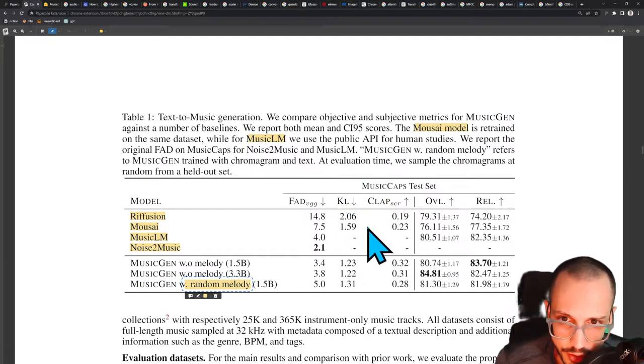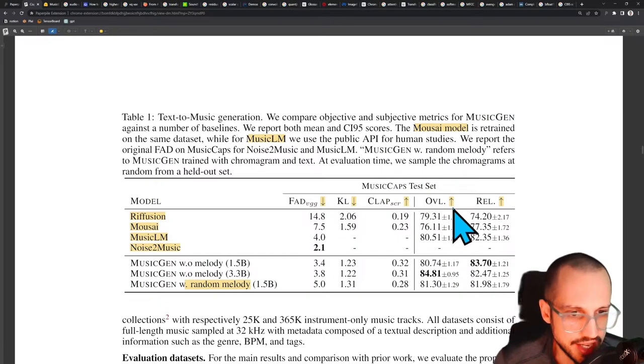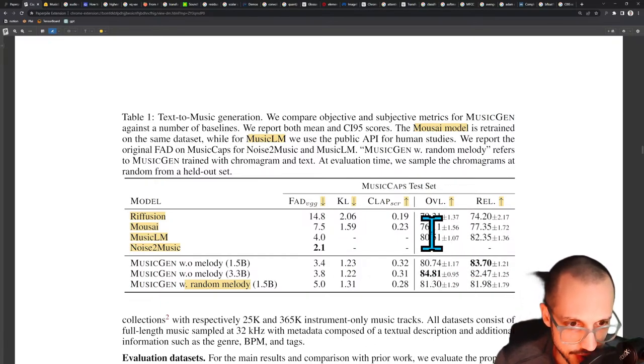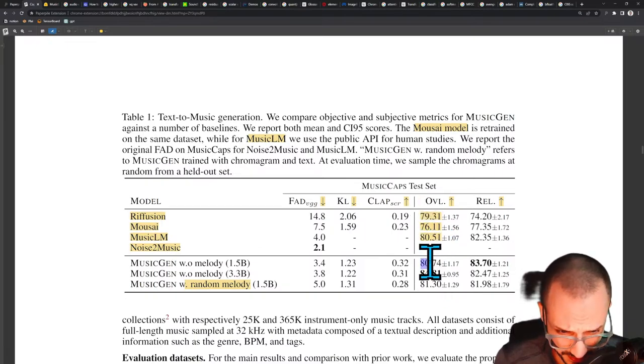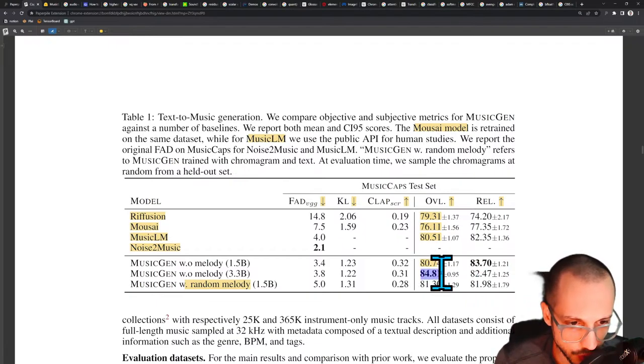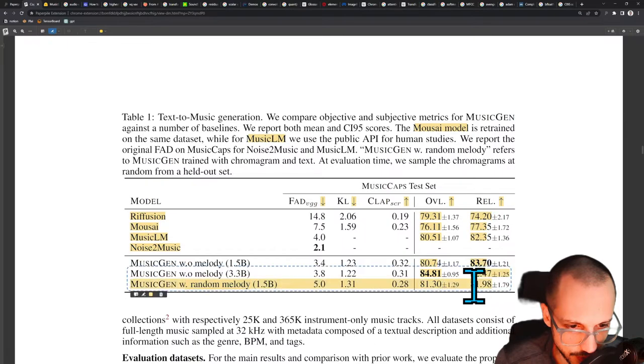KL, maybe KL divergence or something. I don't know what this is. CLAP score, OVL. Lower is better. That's what these arrows mean. Lower is better. Higher is better. Generally, when you see these kinds of metrics, I don't know what OVL really is, right? But one way to get past that is to just look at the difference between these. The difference between these ones, you have 76, 80, and 79. And then here, you have 80, 84, 81. So it's a little bit better, but still kind of within the same area, right? 77, 82, 74 for the things they're comparing against, and then 83, 82, 81.